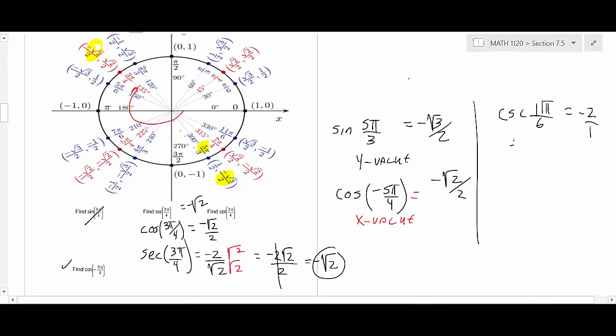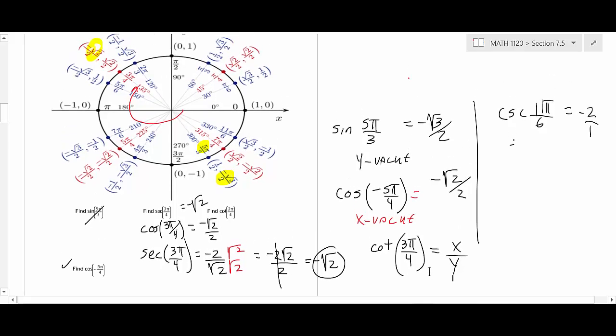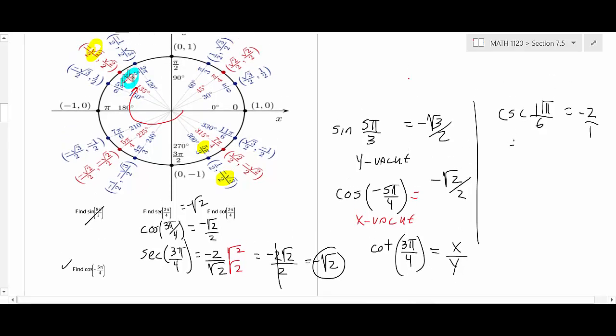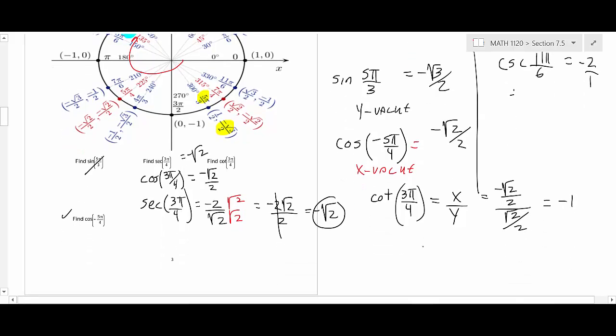Okay, and the last one, let me do this cotangent. Okay, so we have the cotangent of 3 pi over 4. Now what you have to do on the cotangent and tangent is you have to just go to your definitions. So this is x over y. Okay, so if you go to 3 pi over 4, 3 pi over 4 would be here. So what you do is you just take the x value, which is negative root 2 over 2, and divide that by the y value. Okay, well, what's that going to be in your head? Negative 1. You're dividing by the same number, right? Okay, so you would just get negative 1 if you do that then. Okay, all right, let me show you one other thing.